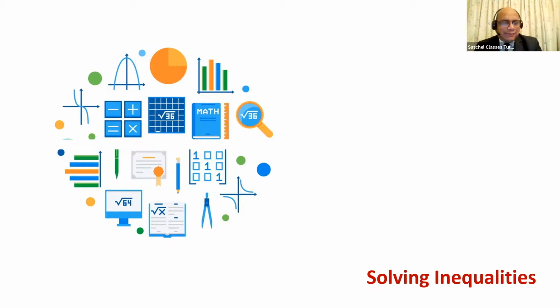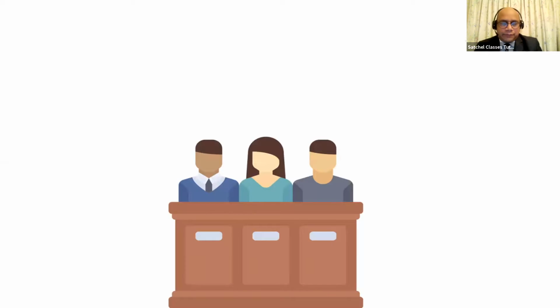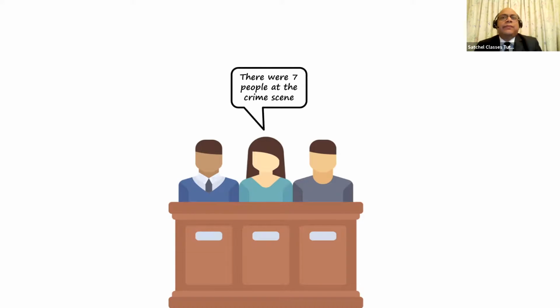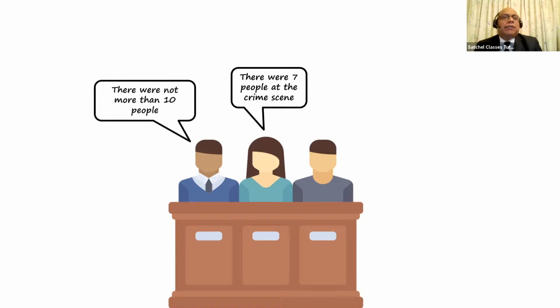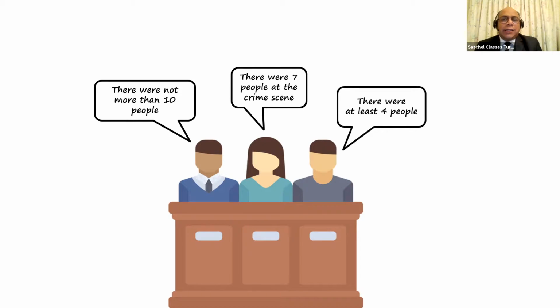So let's begin then. Let's say there are three witnesses who are testifying in a court of law. The first witness says there were 7 people at the scene of crime. The second one says there were not more than 10 people at the scene of crime. Whereas the third witness says there were at least 4 people at the scene of crime. Now, my question to you is, which of these three witnesses could be telling the truth?